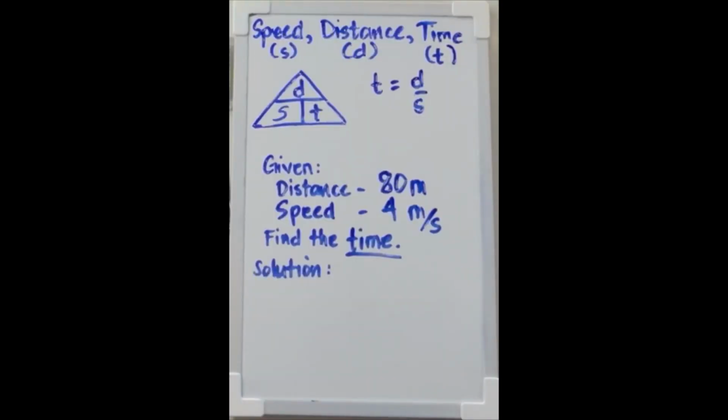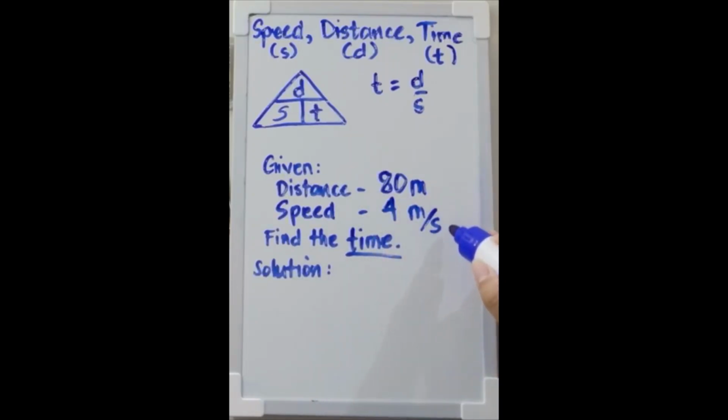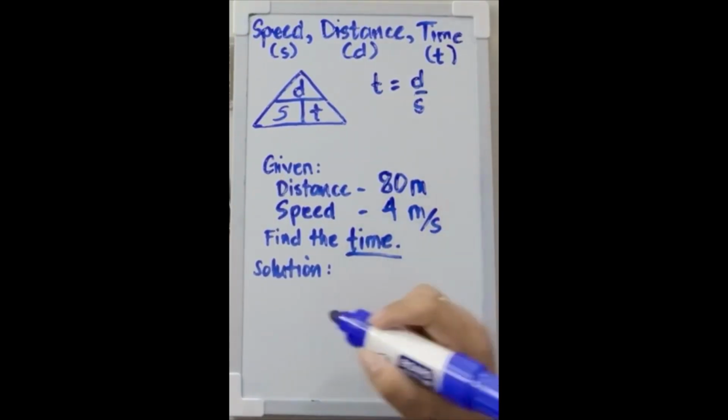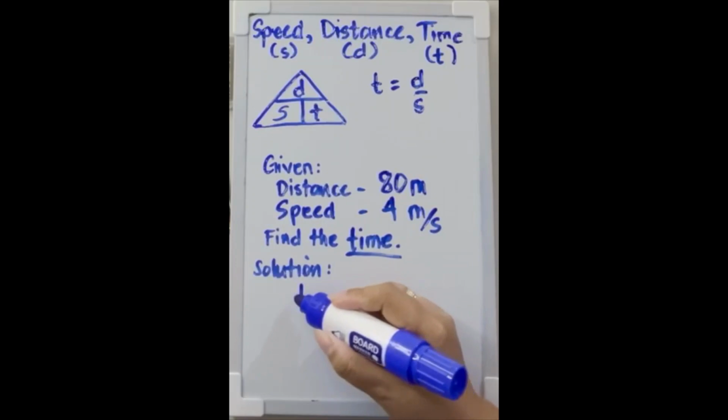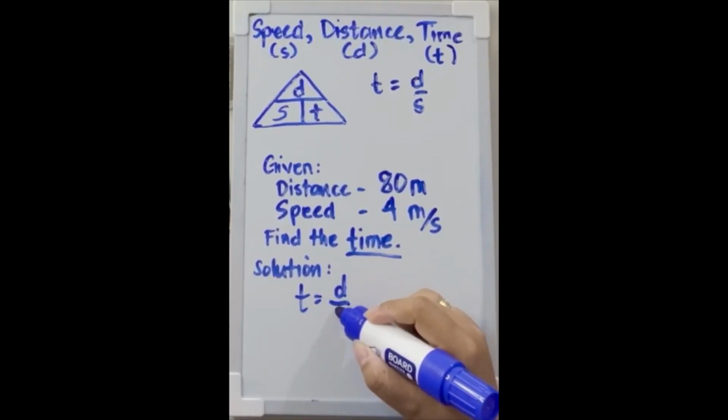Our last example is computing for the time. So we have time equals the distance divided by the speed. Let's have the following given. The distance is 80 meters while the speed is 4 meters per second, and find the time. So the solution would be, first is to write the equation, distance over the speed.